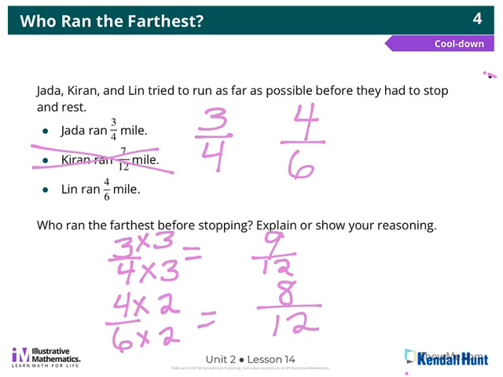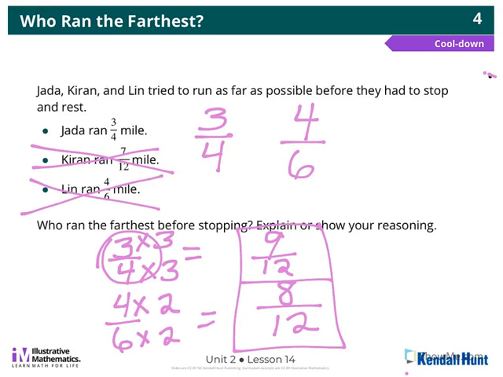So now I have the same denominators. So I can compare 9/12 to 8/12. And 9/12 is going to be further than 8/12. So 9/12 was actually 3/4, which is Jada. So crossing out Lynn, Jada ran the farthest.